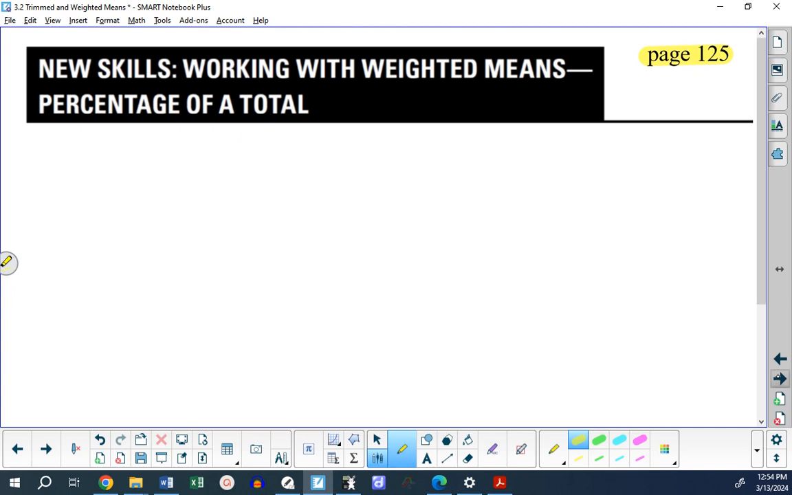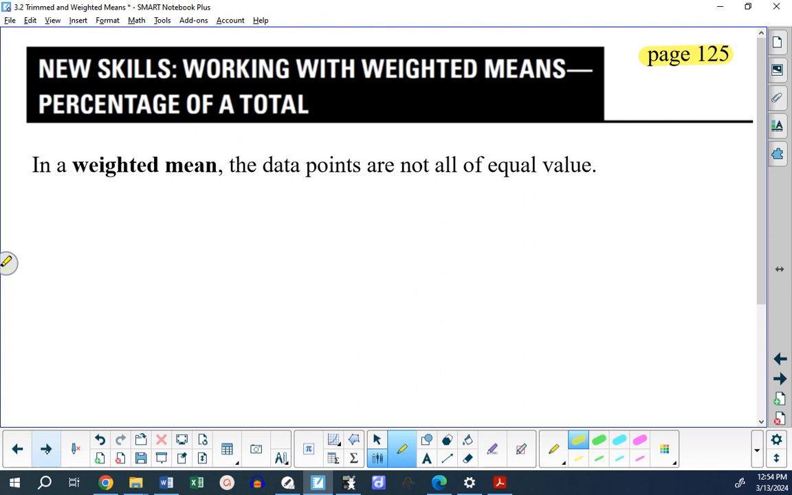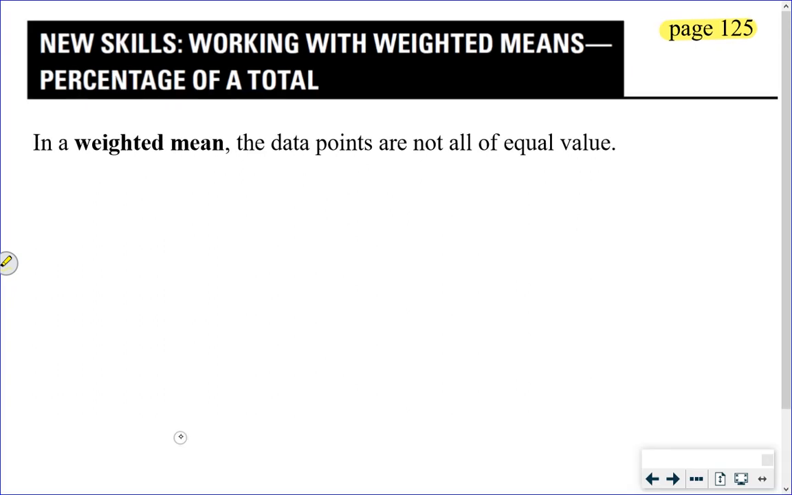And today what we are looking at is other means, other averages, and these are called weighted means. And I've changed some of the wording here, but it essentially matches your handout. In a weighted mean, the data is not treated equally. And there's a classic example of this that you're familiar with.